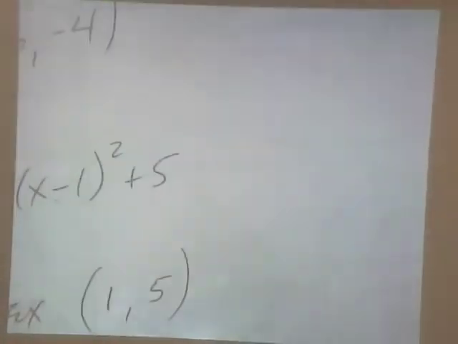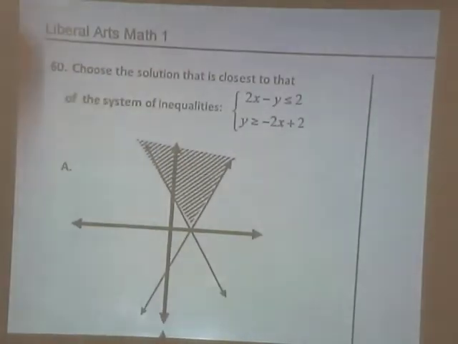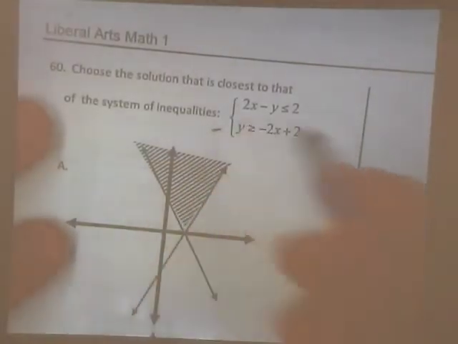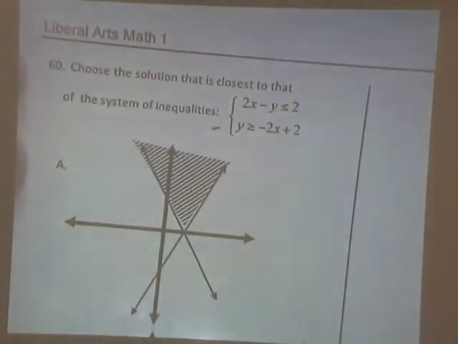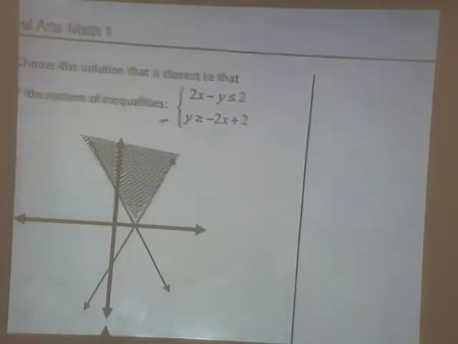All right, number 60. Choose the solution that's closest to the system of inequalities. Okay, so what we need to do is get the y by itself on the left. Right now this equation is good. See how the y is by itself on the left? So we need to do the same thing with that top equation. So let's do it here.